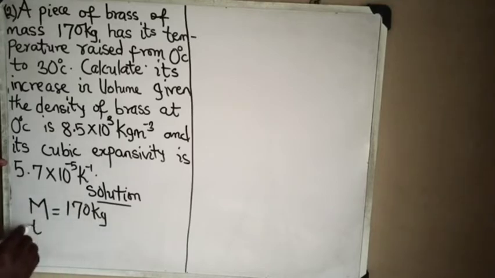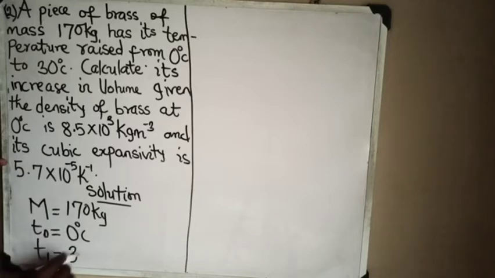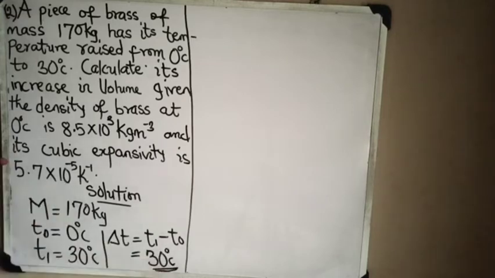Temperature T1 equals T0, the initial temperature, which is 0 degrees Celsius. And our T1 is equal to what? 30 degrees Celsius. This means that our change in T is equal to T1 minus T0. That's 30 minus 0, which will give us 30 degrees Celsius. That's the change in temperature.